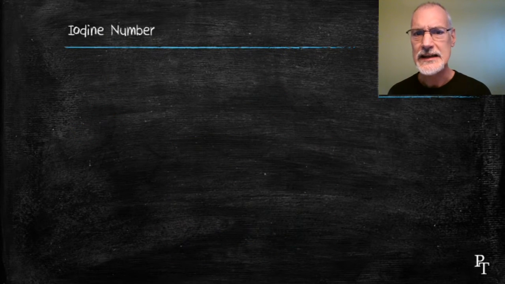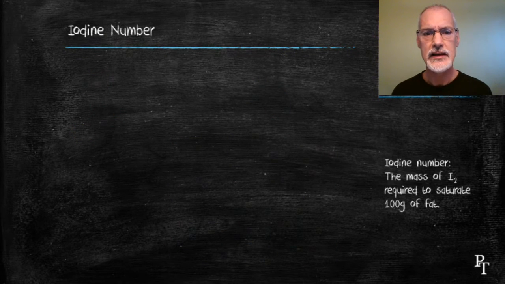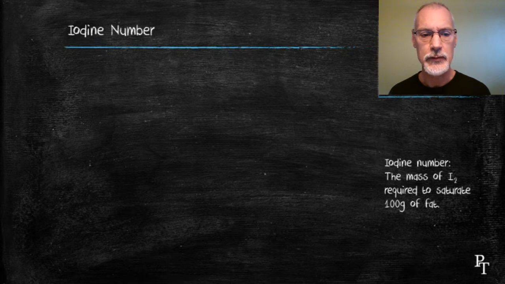I'd like to look at something called an iodine number. An iodine number is a measure of how unsaturated a particular hydrocarbon might be. In particular, it looks at the grams of the I2 molecule that you would need to add to 100 grams of a fat. So here's an example of a fat.